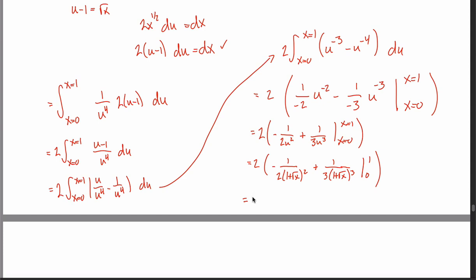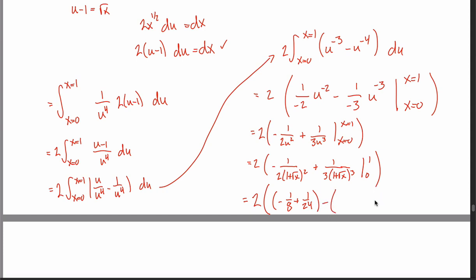And now I can go plugging in ones and zeros, which I think will work out fairly nicely. Not super nice. Plugging in ones over here. Let's see, the square root of 1 is 1. 1 plus 1 is 2. 2 squared is 4. 4 times 2 is 8. So I think this one ends up being negative 1/8. Similarly over here, square root of 1 is 1. 1 plus 1 is 2. 2 cubed is 8. And then 3 times 8 is 24. So I get negative 1/8 plus 1/24.